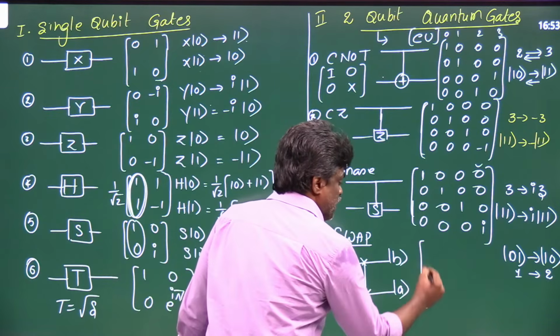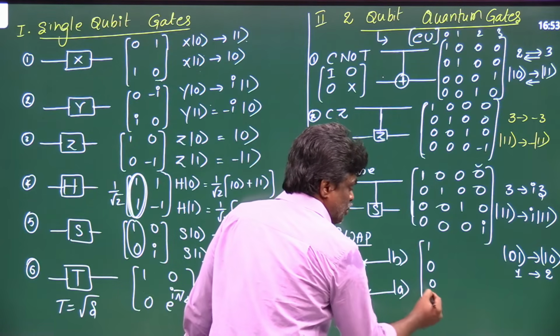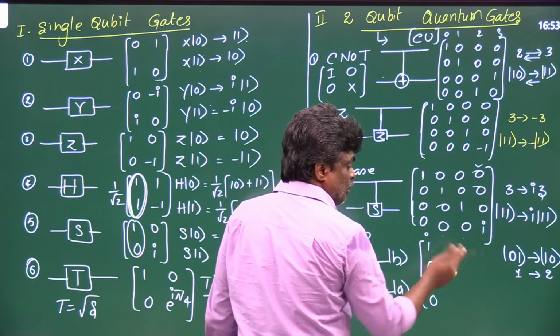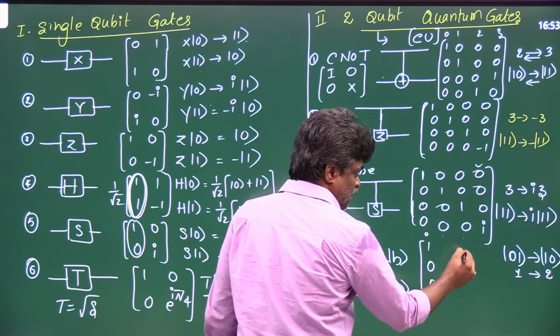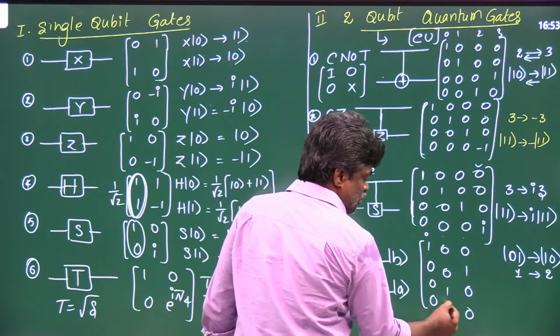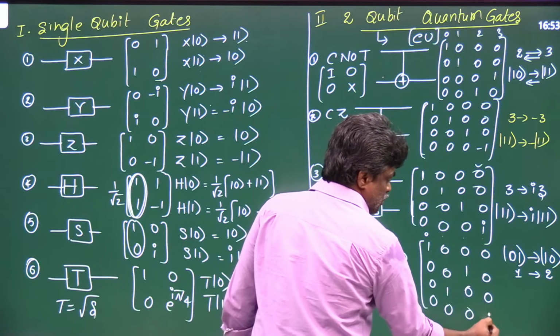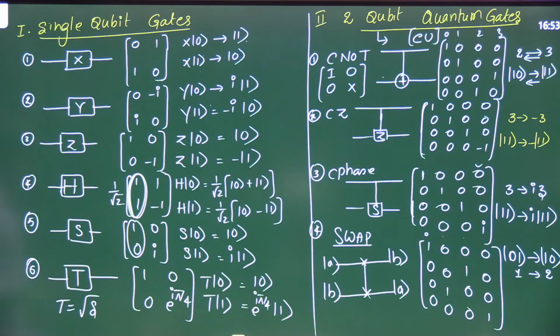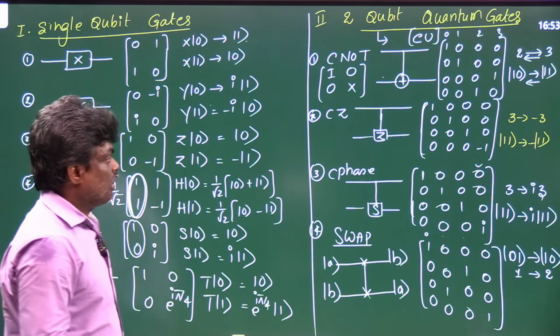So identity matrix 1 0 0 0, no change. But this is 0 1 2 3. 1 and 2 are interchanged. That's why 0 1 0 0, 0 0 1 0, 0 0 0 1. See, this is how to write it easily. I hope you are comfortable now.